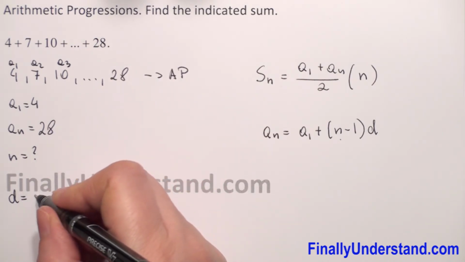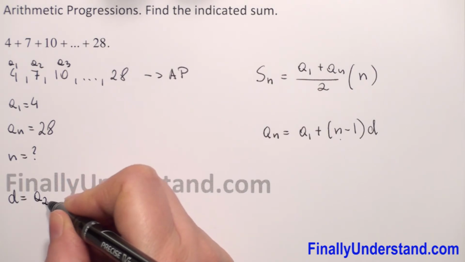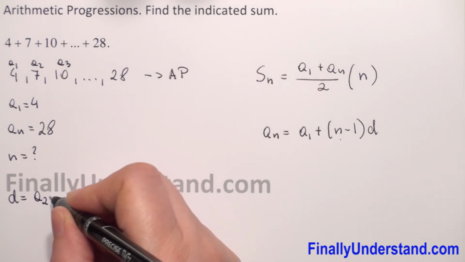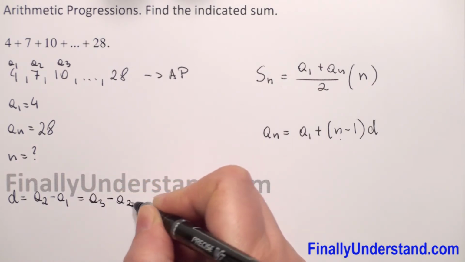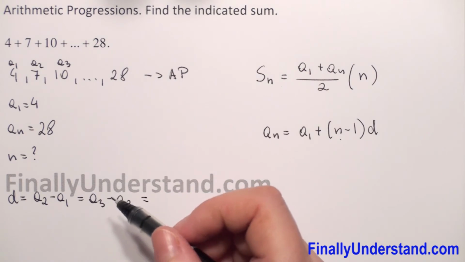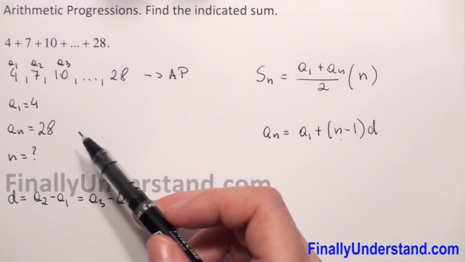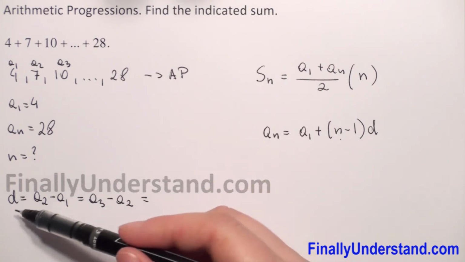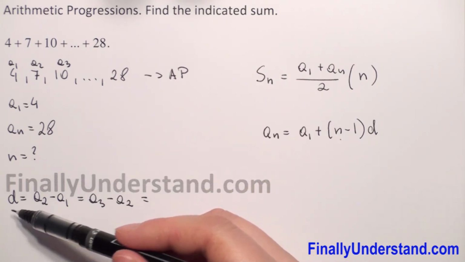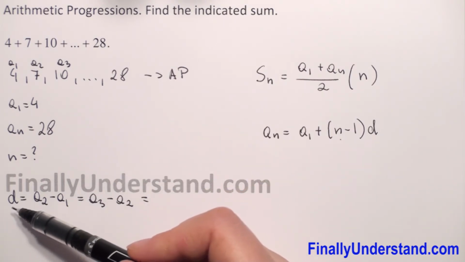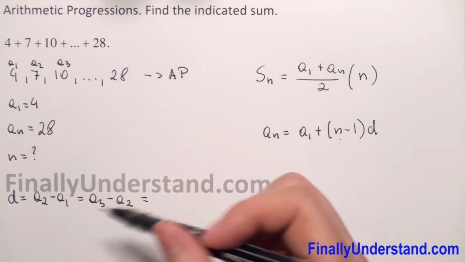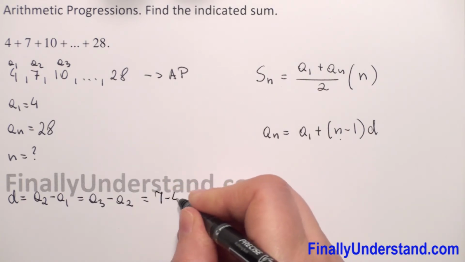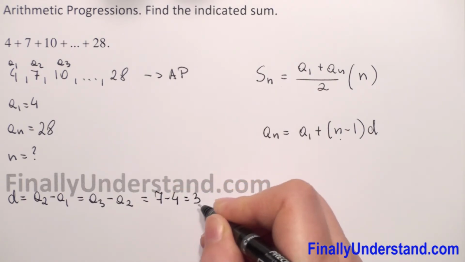Let me rewrite this. We subtract the first one from the second. So from a2 we subtract a1, or from a3 we subtract a2. We have to choose two consecutive terms, and when we subtract them we will have this constant number. This d, in other words, we call the common difference. So let's choose a2 and a1. So it will be 7 minus 4. This is equal to 3. So we have d.